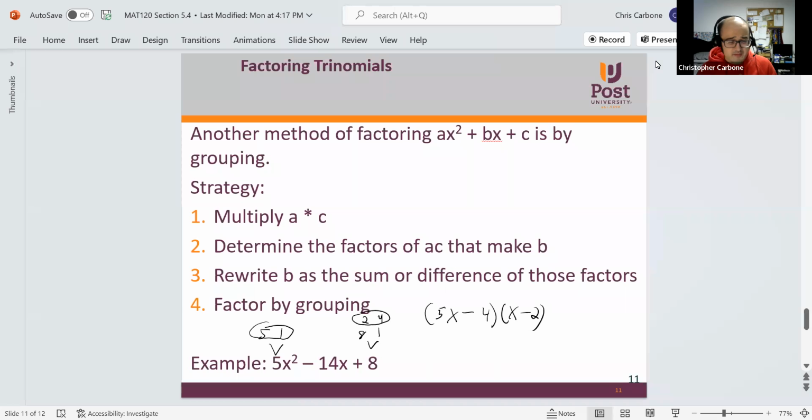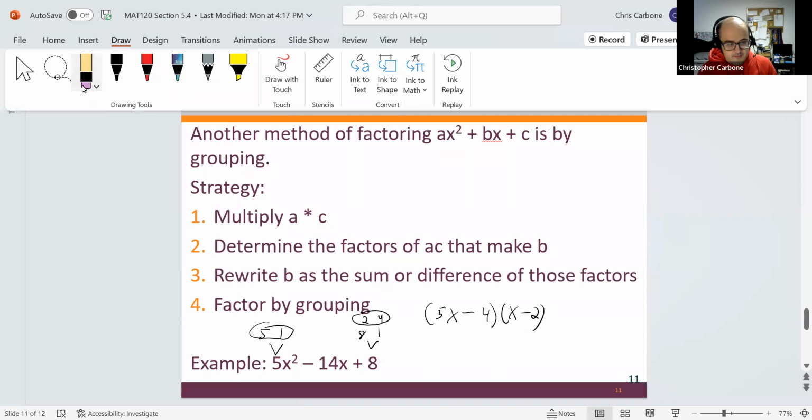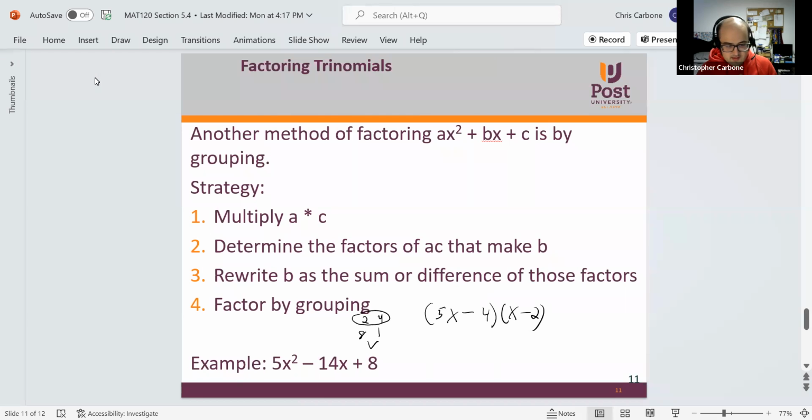And if we want to get the same result, but with the factoring method I currently have here on the screen, let me just quickly erase this so we can see that. We multiply the a and the c, so that makes 40. We want the factors that add or subtract to make 14. That would be 10 and 4. So this can be rewritten as 5x squared minus 10x minus 4x plus 8.